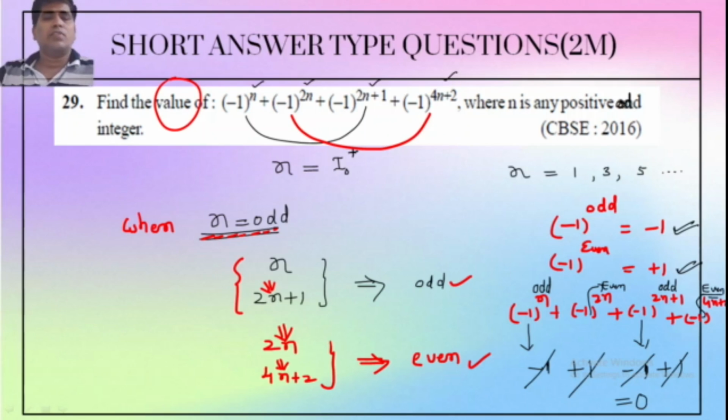So what is the value of this expression? This is 0. So before solving this sum, you can correct it. This is an odd positive integer. Here you have to correct yourself. Odd positive integer. I hope it is clear to everyone.